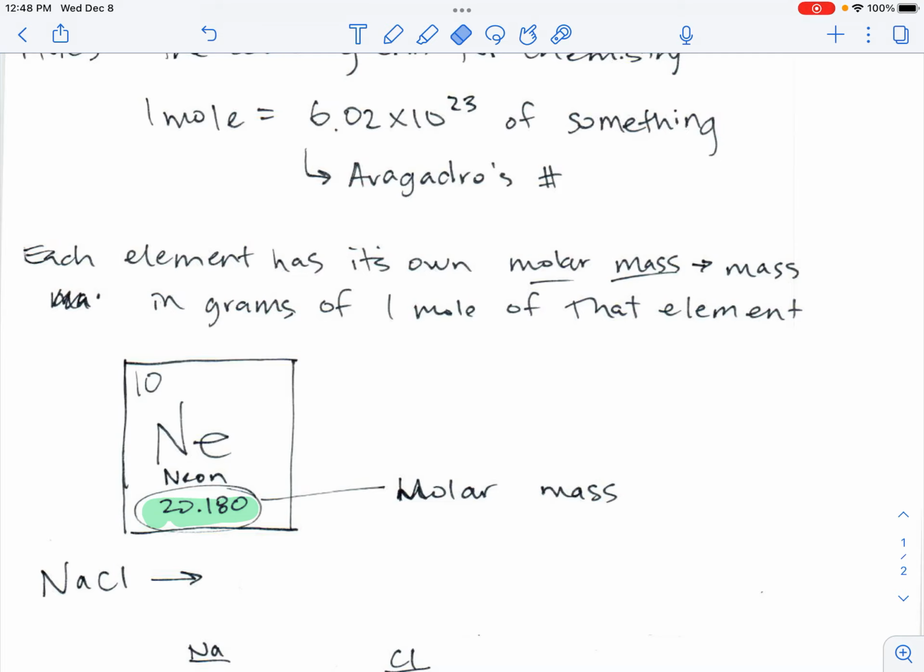So any number in the periodic table, the bottom number, has two meanings, and from here on out, we're pretty much going to go with that being the molar mass. Sometimes they'll call it other things too, the molar weight, the formula weight. In this class, though, I usually just go with molar mass.